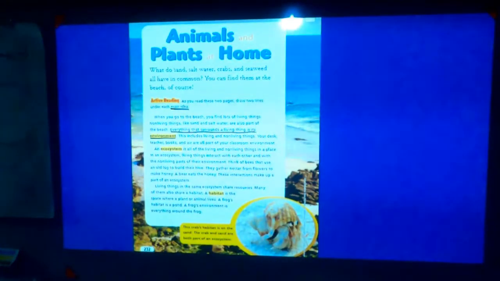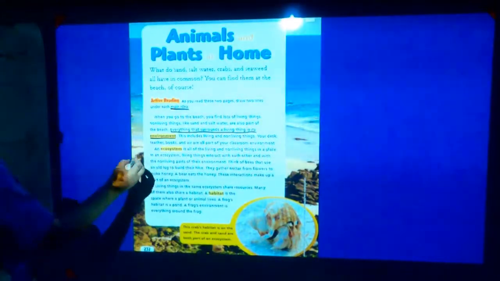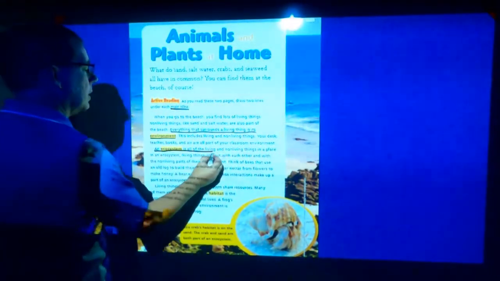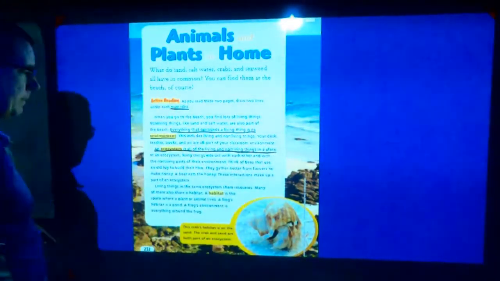Next paragraph. An ecosystem is all the living and non-living things in a place. In an ecosystem, living things interact with each other and with the non-living parts of their environment. Think of bees that use an old log to build their hive. They gather nectar from flowers to make honey. A bear eats the honey. This interaction makes up part of the ecosystem. So our main idea, an ecosystem is all the living and non-living things in a place.